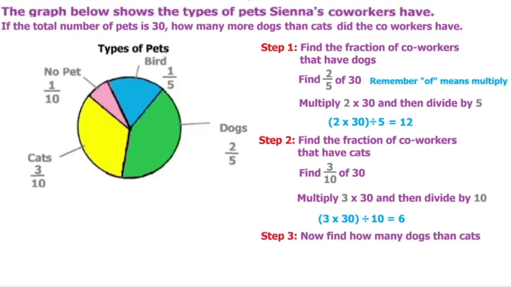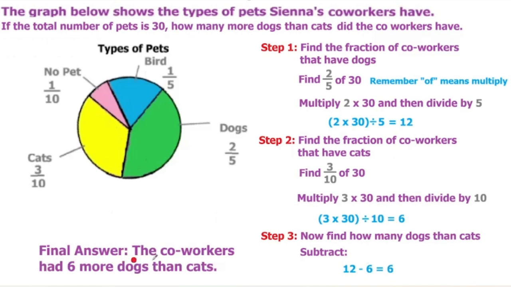So now to find how many more dogs than cats, you subtract 12 minus 6, which equals 6. So the final answer is the coworkers had 6 more dogs than cats.